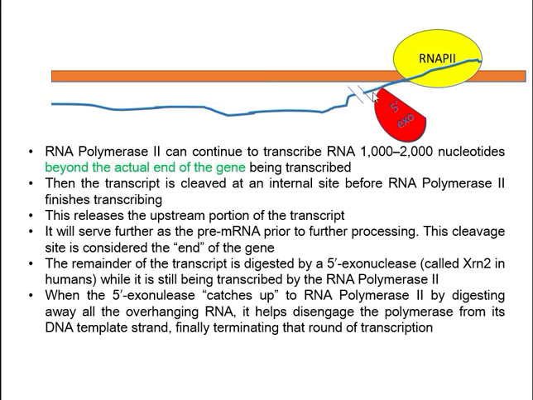So this is the actual gene end. But mRNA is produced beyond that, around 1000 to 2000 nucleotides, and that is done by RNA polymerase II. After that, what happens? The transcript will be cleaved. There will be cleaving at an internal site before RNA polymerase II finishes transcribing. So, as the process is ongoing, there will be a cleaving occurring at the actual end.